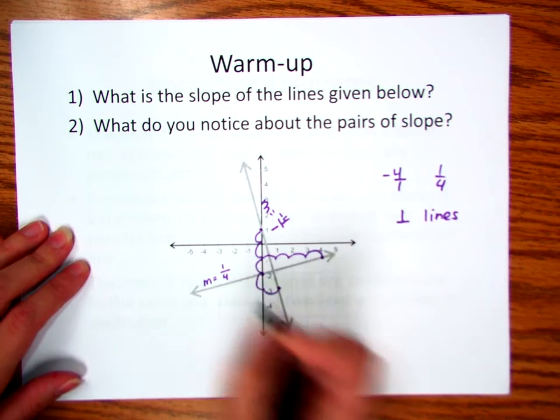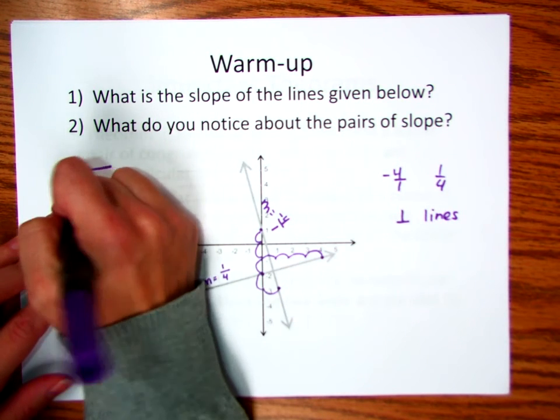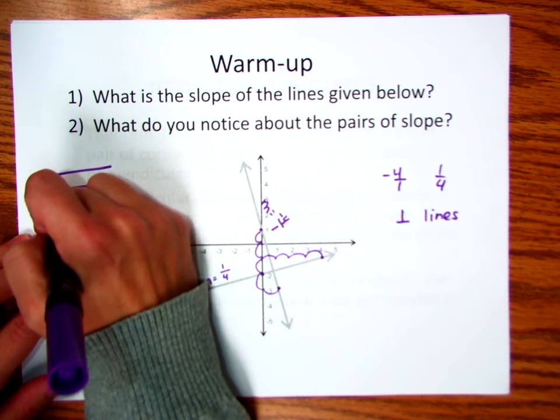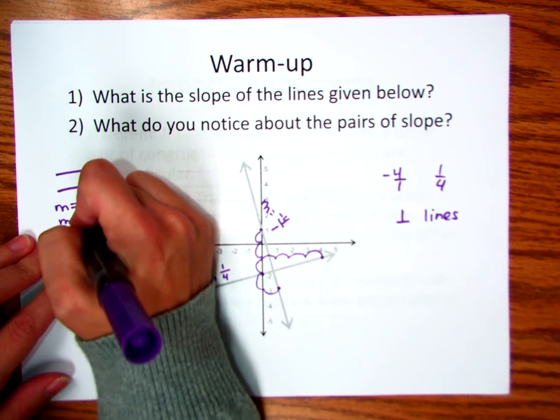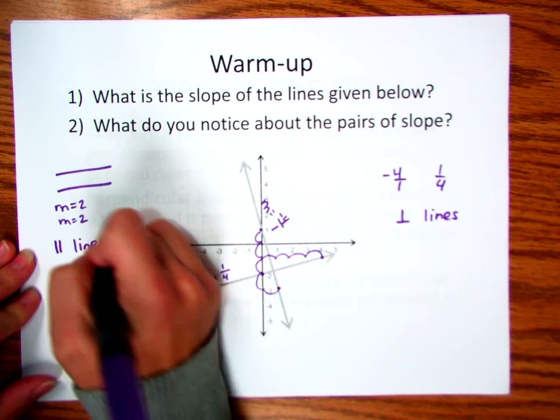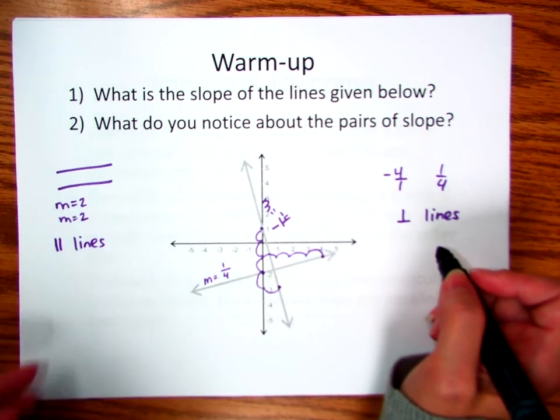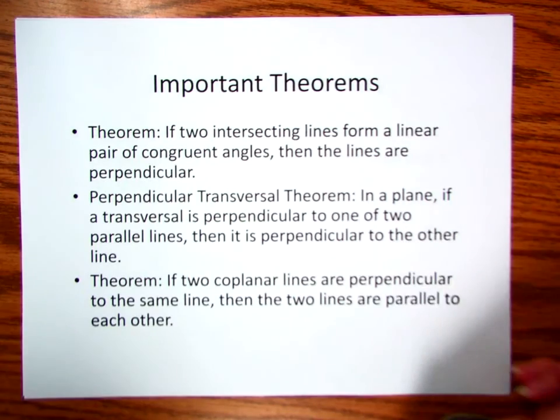If the slopes were the same, something like this, where the slopes would both be 2 and 2, then what you have are parallel lines. So slopes that are the same result in parallel lines. Slopes that are opposite reciprocals result in perpendicular lines.